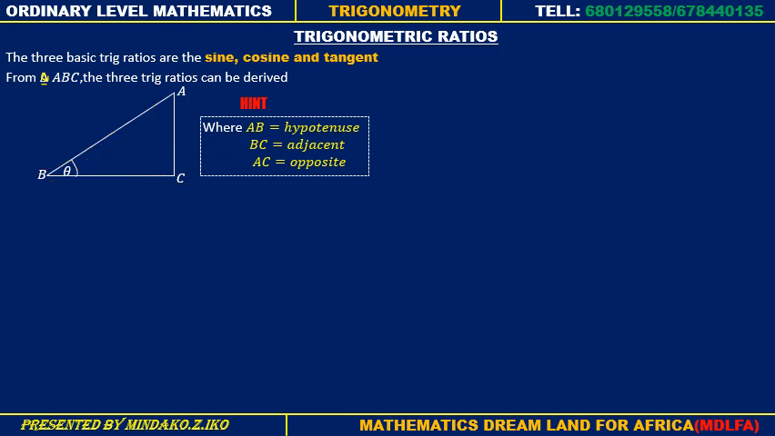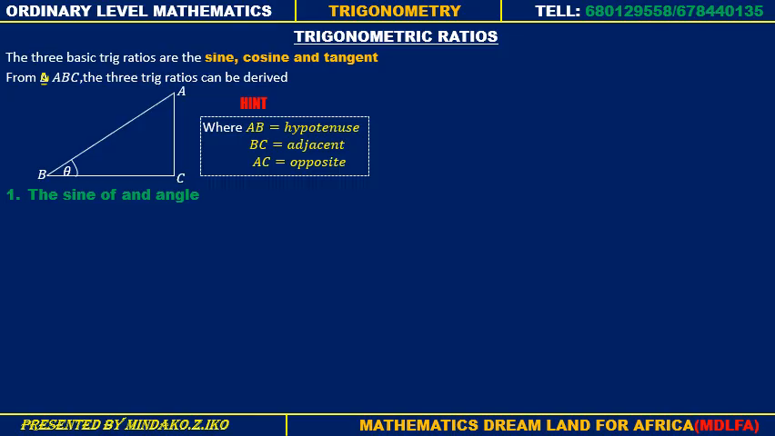Let's continue with our trig ratios. We are going to begin with sine, the sine of an angle. I recommend that you should be working with your scientific calculator, and also jotting down some relevant things about this video.